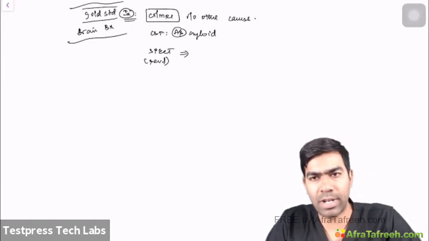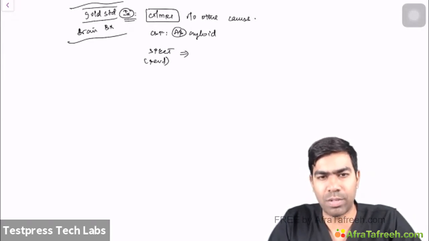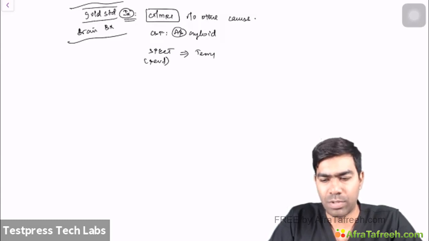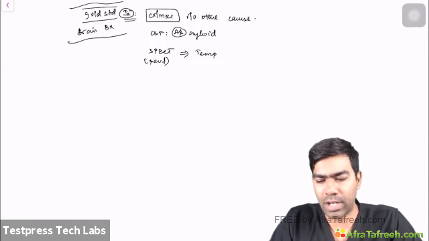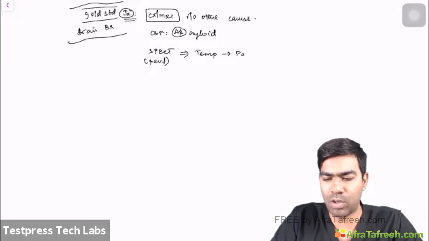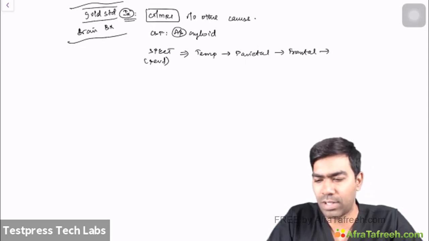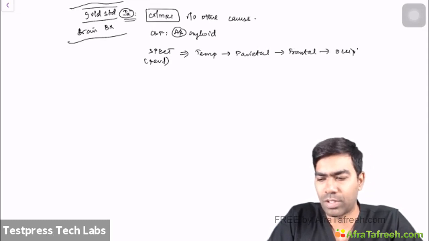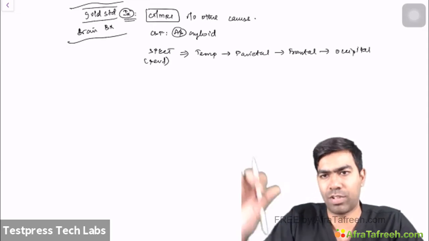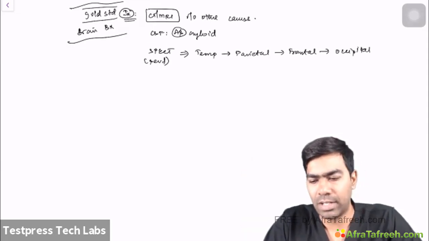Because certain areas in the brain go for atrophy, and the first area to go is the temporal lobe. The second area of the brain to get atrophied is the parietal lobe in Alzheimer's. The third area to go for atrophy is the frontal lobe. And the final area to go for atrophy is the occipital lobe. So this is the way of damage as far as Alzheimer's disease is concerned.